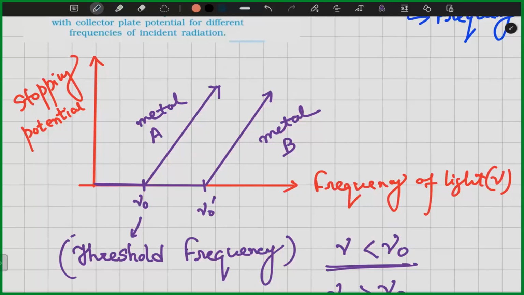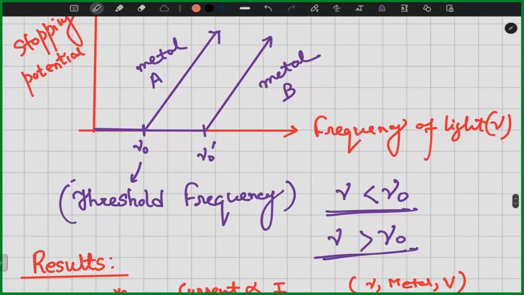We have to provide a frequency greater than or equal to nu0, then only will photoelectrons emit from the metal plate. Then we can study the rest of the parameters. But if it is less than nu0, then there is no photoelectric current. And this threshold frequency nu0 is a characteristic property of the metal. If we change the metal, nu0 will also be different. It depends on the nature of the metal and varies from metal to metal. Okay, so this was our result.